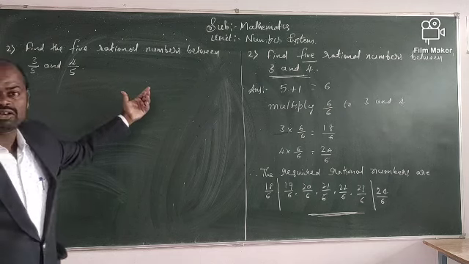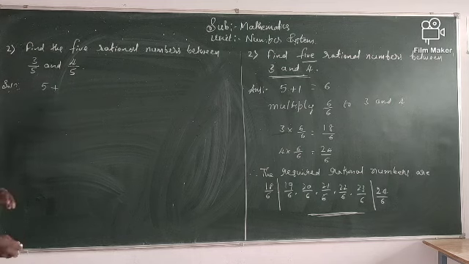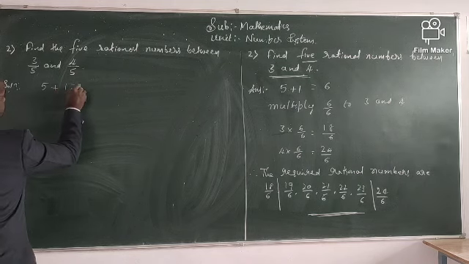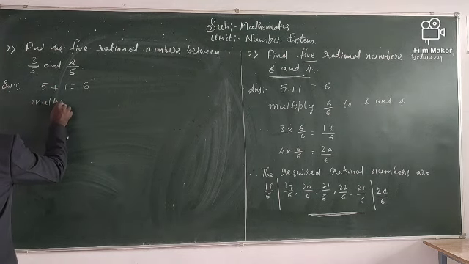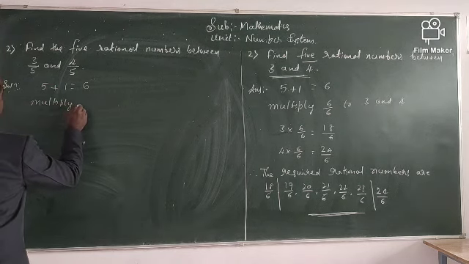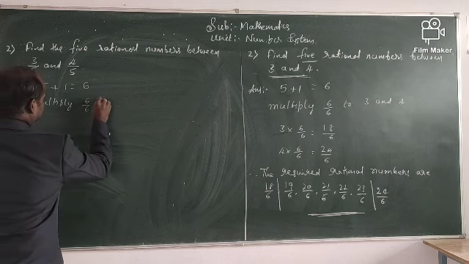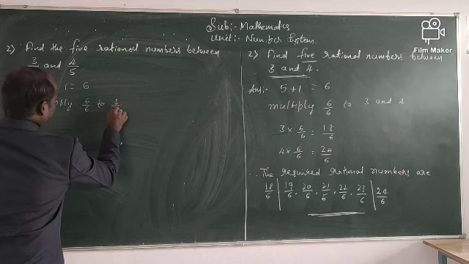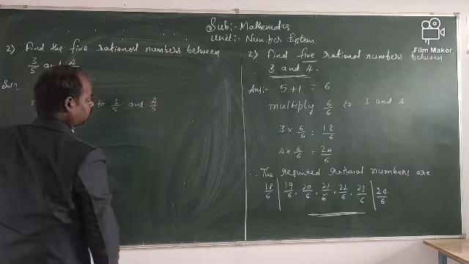5. How many rational numbers we have to find out? Yes, 5 rational numbers we have to find out. For that 5, 1 we have to add, which is equal to 6. Understand? Now, multiply 6 by 6 to the given rational numbers 3 by 5 and 4 by 5.